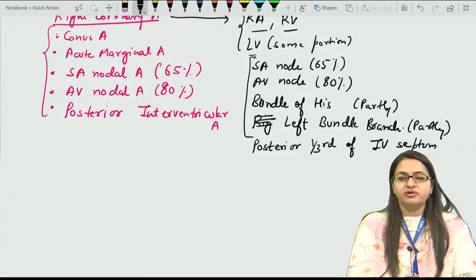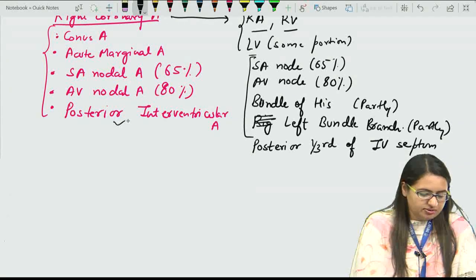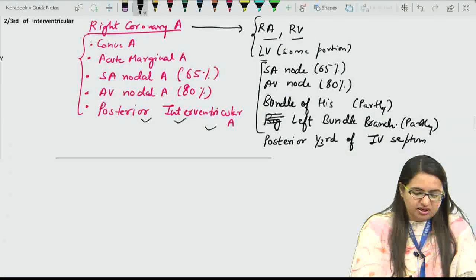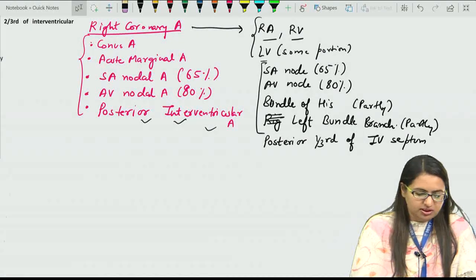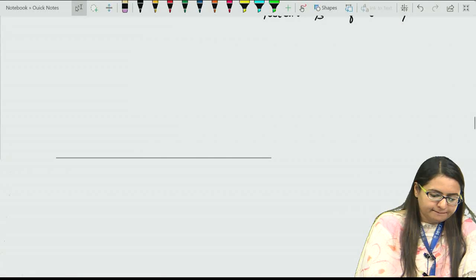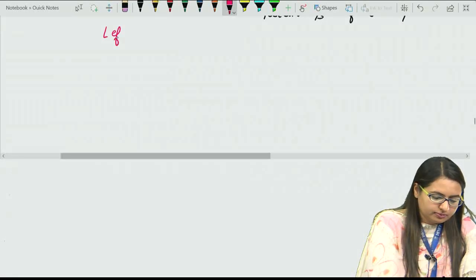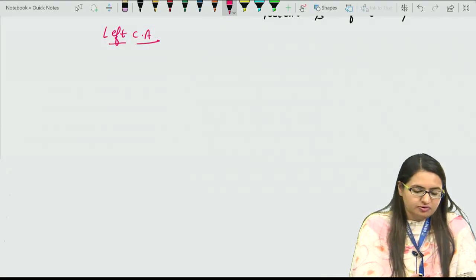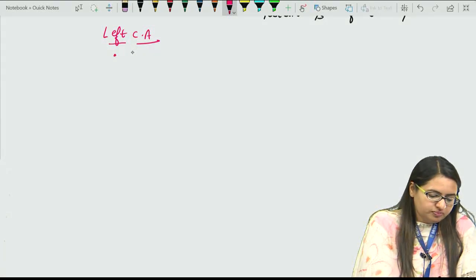Because in the posterior 1/3 of the interventricular septum, the posterior interventricular artery is running over there, so it supplies this posterior 1/3 part. So this is the area which is supplied by the right coronary artery. Now if we talk about the left coronary artery, it arises from the left posterior aortic sinus, and then it gives off the main branches.